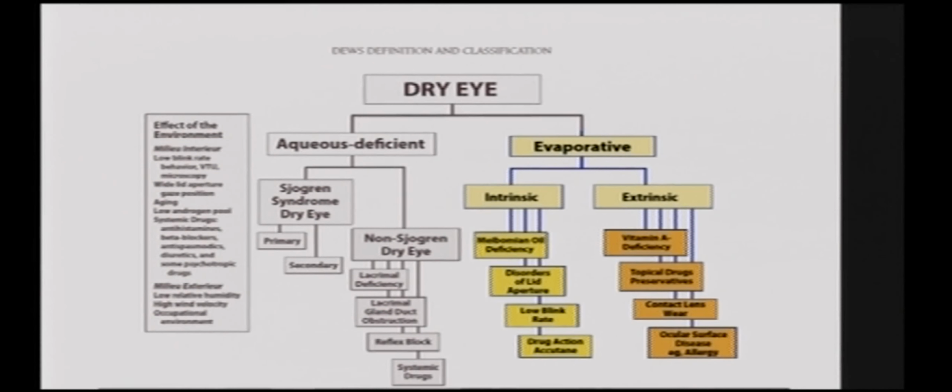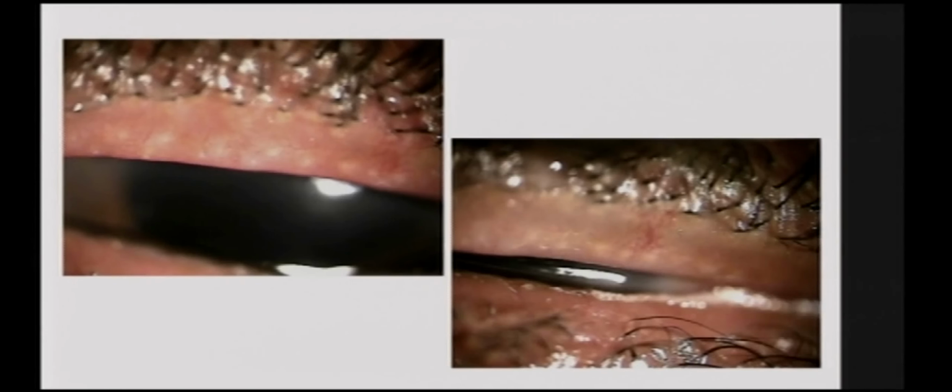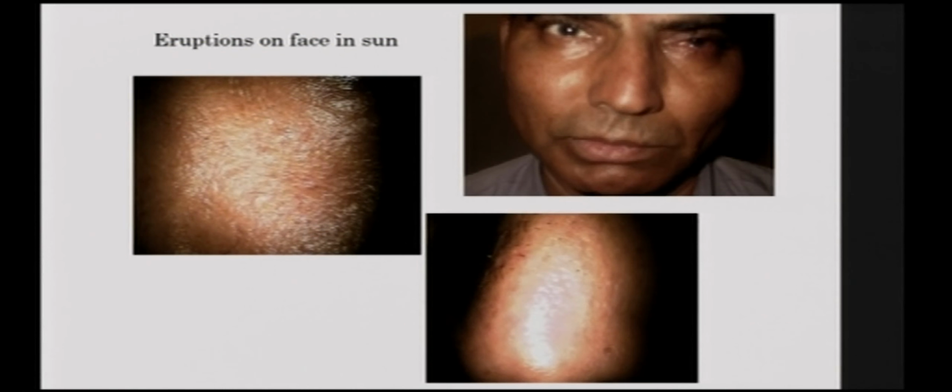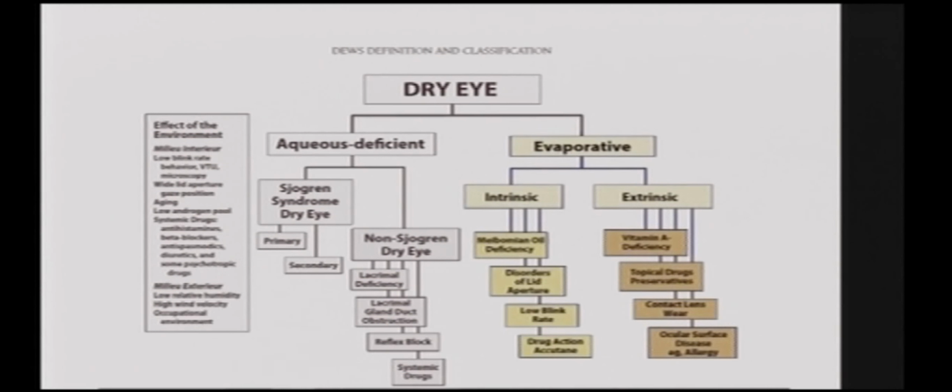Amongst the evaporative conditions, there are intrinsic things like Meibomian gland dysfunction, and here's a 52-year-old gentleman who complained of persistent redness, discomfort, and watering with a history of a watering eye for the last 2 decades or so, and we could see the Meibomian gland disease. He had eruptions on the face when exposed to sunlight, and rosacea in these patients, especially those coming in with multiple chalazia, is one of the problems, and there are various kinds of triggers such as alcohol and exposure to sun, hot beverages, etc., which cause this kind of inflammatory change in the skin. So these are some of the masquerades that are there.